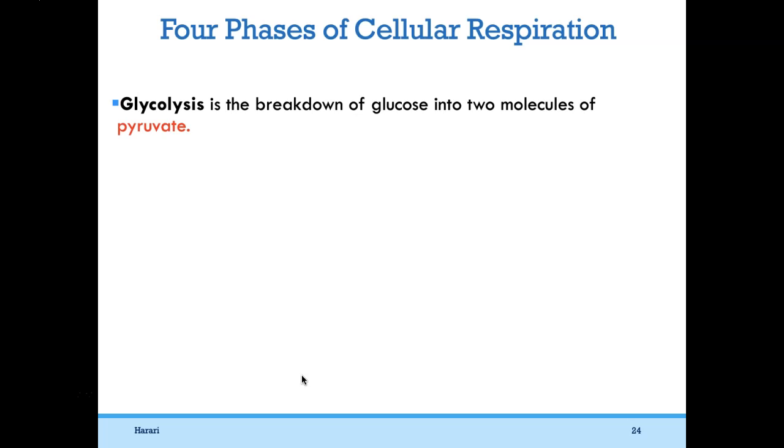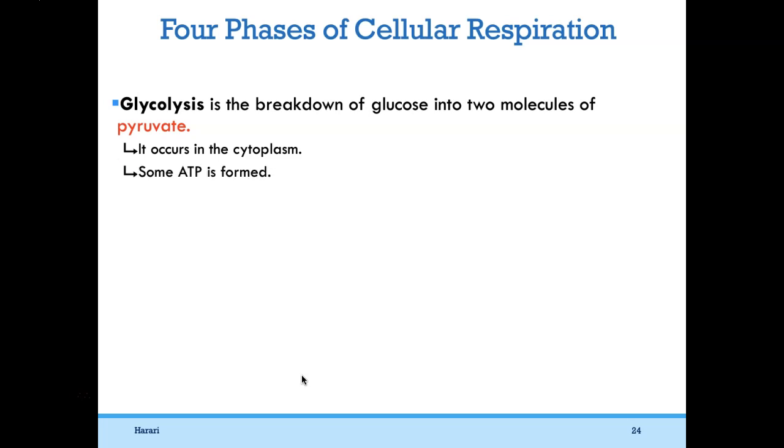So I want to break down the 4 phases of respiration, and this is the basic version, so you should know this. Glycolysis is the very first part. Glyco refers to glucose, lysis means breaking down. Glycolysis is the first part of respiration where glucose is broken down into 2 molecules of pyruvate. So glycolysis is the breakdown of glucose into 2 molecules of pyruvate, and this occurs in the cytoplasm. Pyruvate is a 3-carbon molecule that will feed into the next phase.